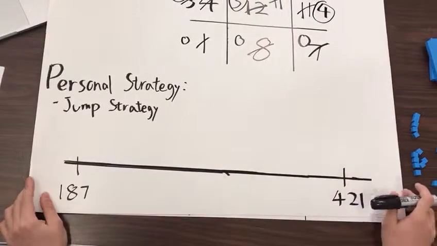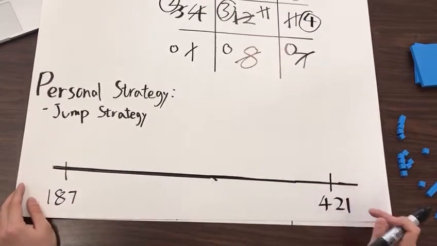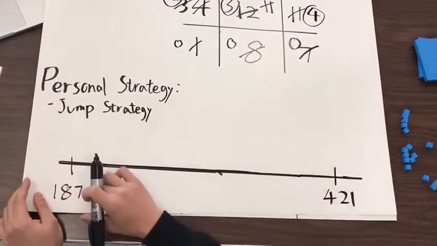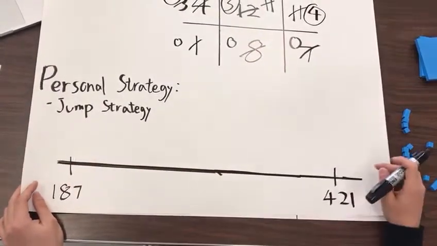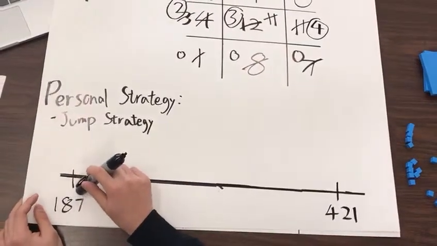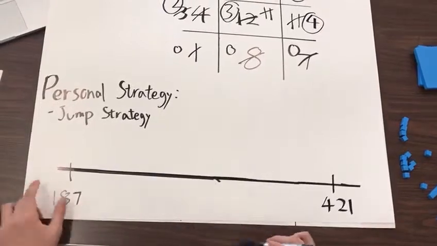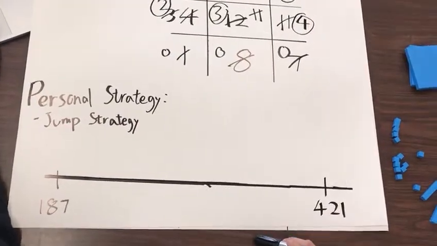For personal strategy, I choose the jump strategy. I will find the solution by using a number line and jumping from the minuend, which is 421, to the subtrahend to find the difference between them. The right edge will be 421, and 187 will be our subtrahend with the left edge.